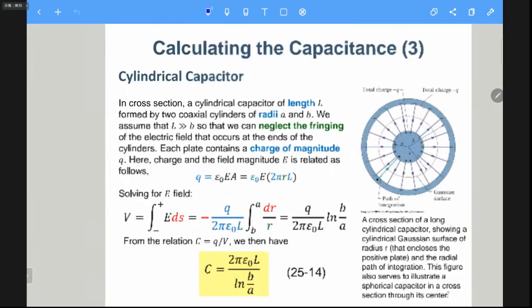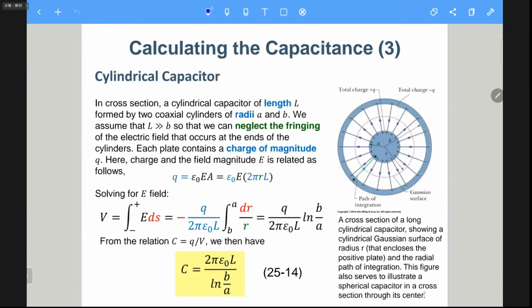Okay. So next is a cylindrical capacitor. Cylindrical capacitor, 圆柱电容啊，圆柱电容. So this figure only shows the cross-section area. So actually it is like this. Like this. Yeah. So this is the outer plate. This is the inner plate. So this is the outer plate, the inner plate.